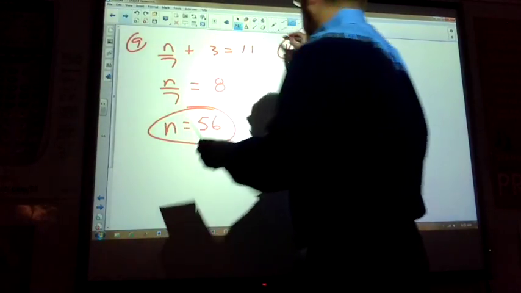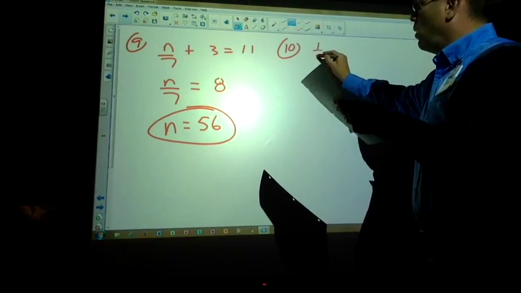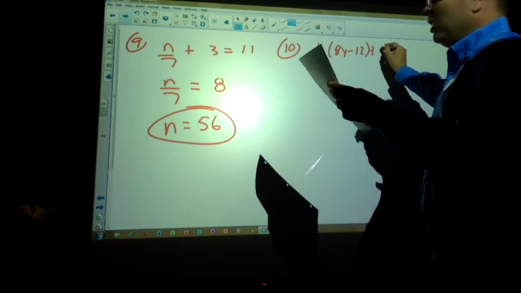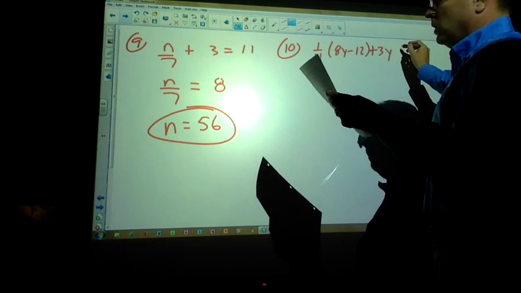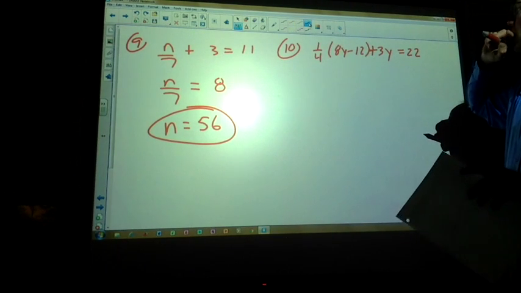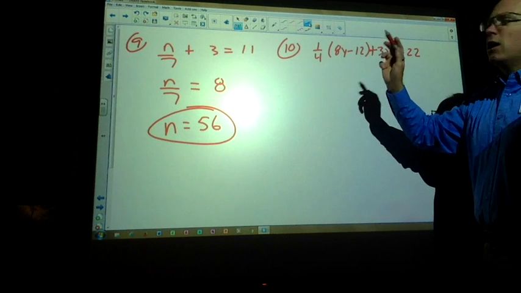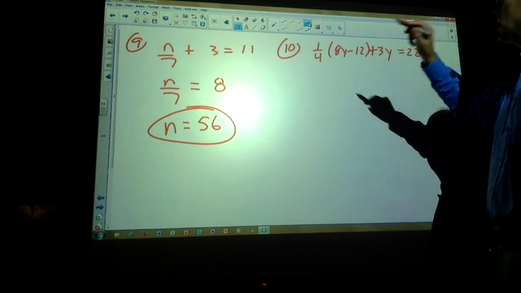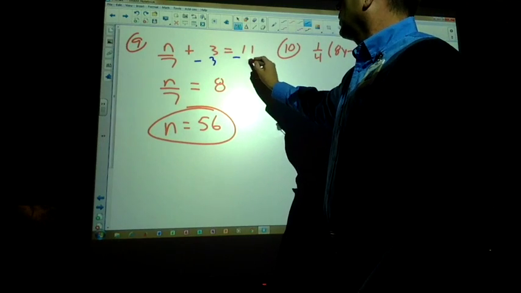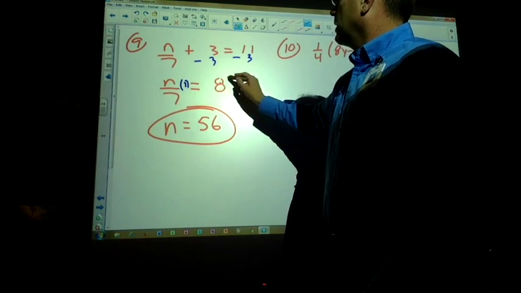Okay, number 10. I've got 1/4 of (8y minus 12) plus 3y equals 22. Okay, I'm going to do that. Hang on. Oh, yeah, I did that. So minus 3, and then times 7.